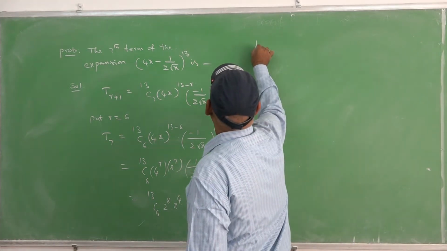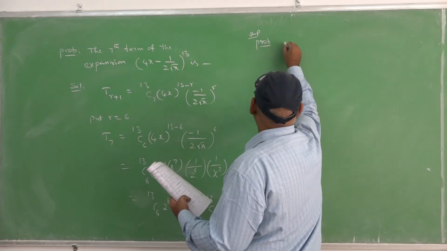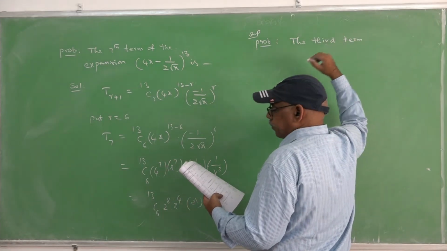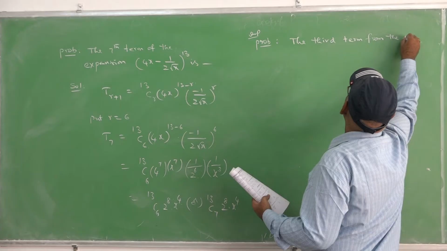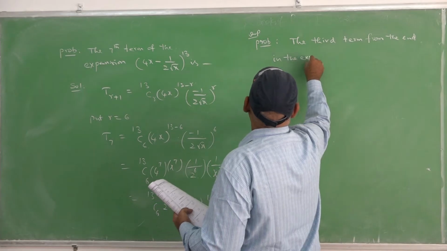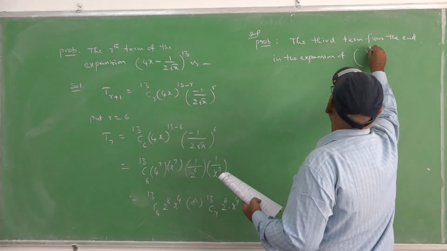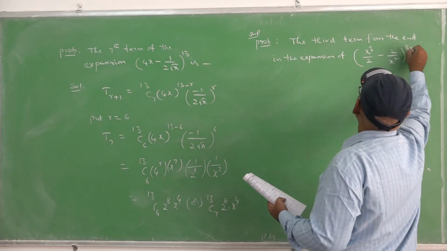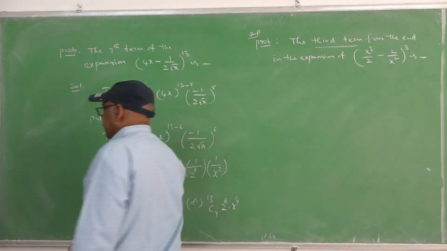This is one important problem. The third term from the end in the expansion of (x cube by 2 minus 2 by x square) whole power 8. You have to find the third term from the end of the expansion.